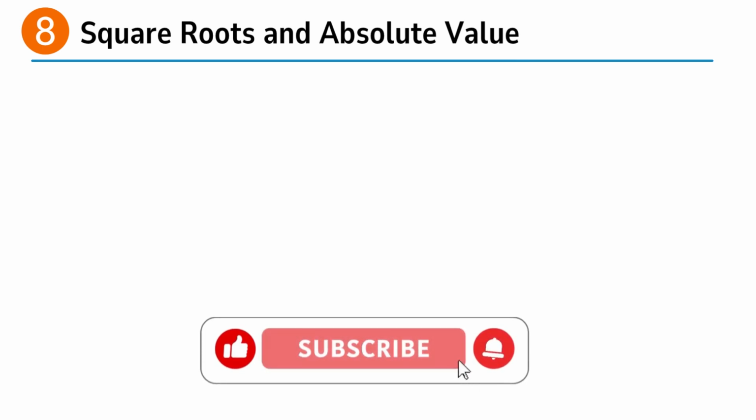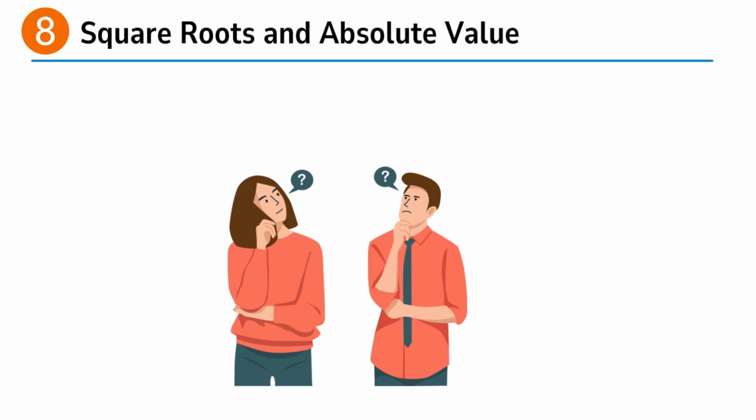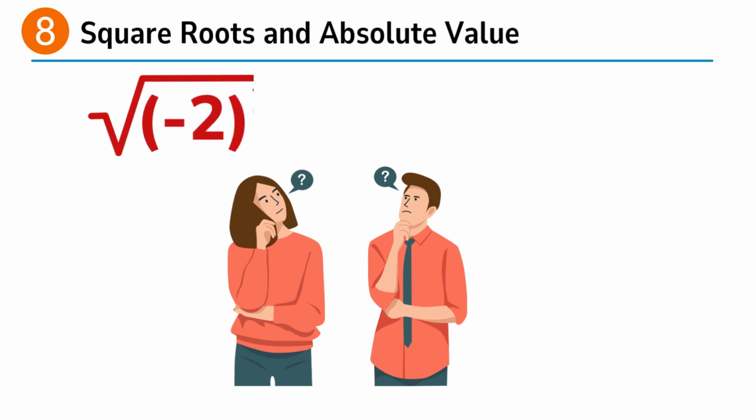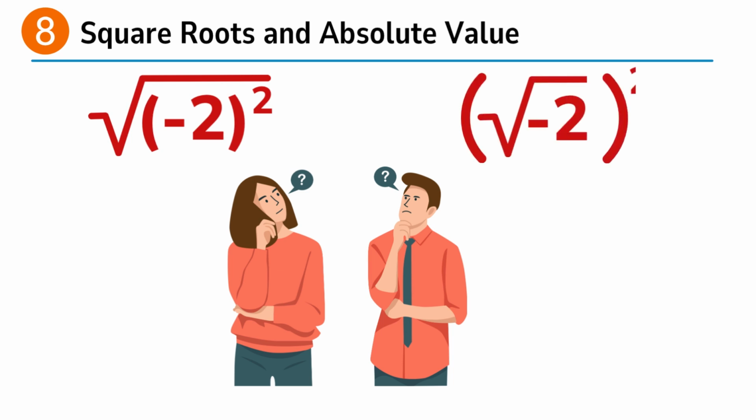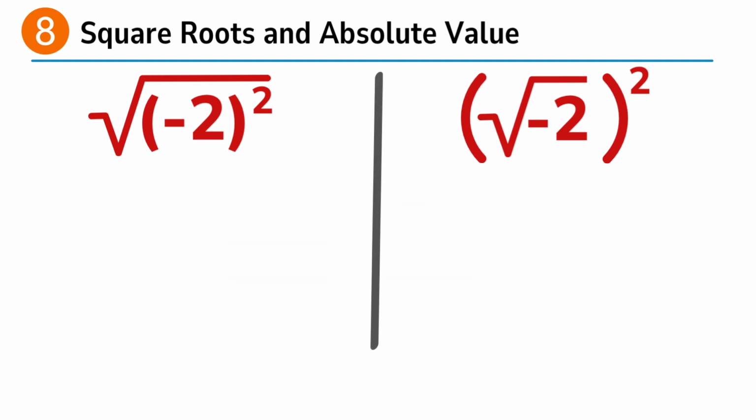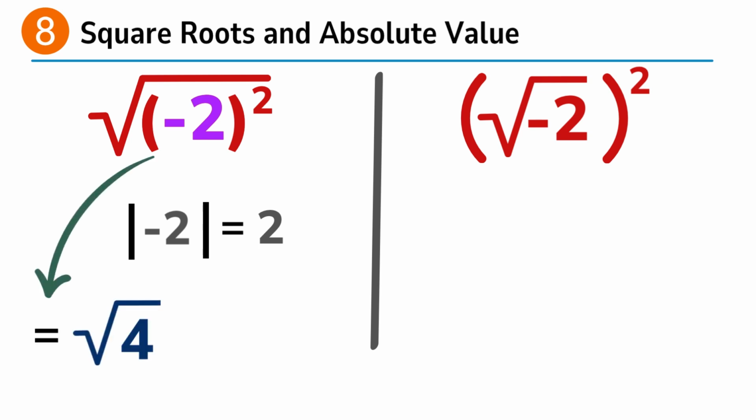8. Square roots and absolute value. This one confuses a lot of people. Let's compare square root of open bracket, negative 2, squared close bracket, and open bracket, square root of negative 2, close bracket, squared. The first expression isn't just 2. It's the absolute value of negative 2, written as the absolute value of negative 2 equals 2. Why? Because squaring a negative number makes it positive. Negative 2 squared gives 4. Take the square root of 4, and we get positive 2, not negative 2.